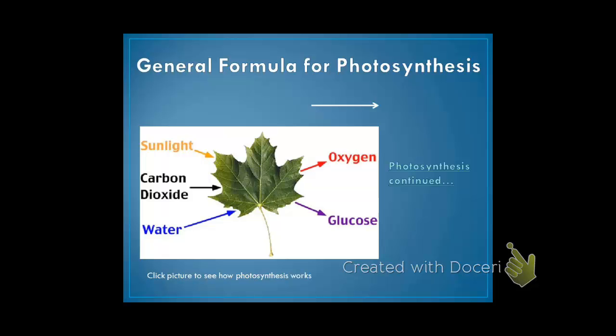The general formula for photosynthesis. You should write this on your note paper. You need to know this formula. The general formula for photosynthesis is carbon dioxide plus water plus light. When you see an arrow in a chemical formula, you say the word yields, but it means makes or produces. Glucose plus oxygen. Carbon dioxide plus water plus light yields glucose and oxygen.